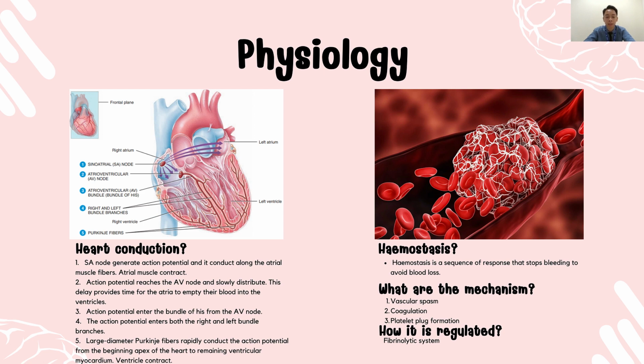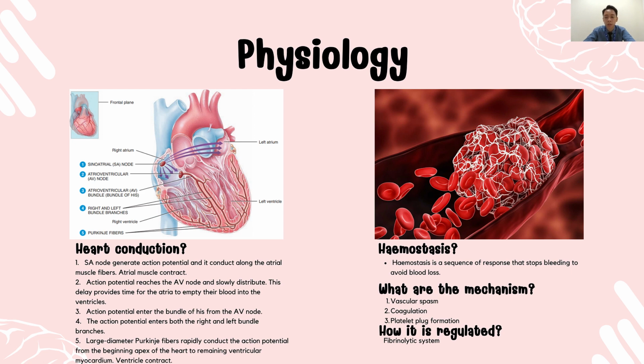Moving on to hemostasis. So, what is hemostasis? Hemostasis is a sequence of responses that stop bleeding to avoid blood loss. So, there are three mechanisms. The first one is vascular spasm. Vascular spasm occurs when the circularly arranged smooth muscle in the walls contracts immediately when arteries are damaged, to reduce blood loss.